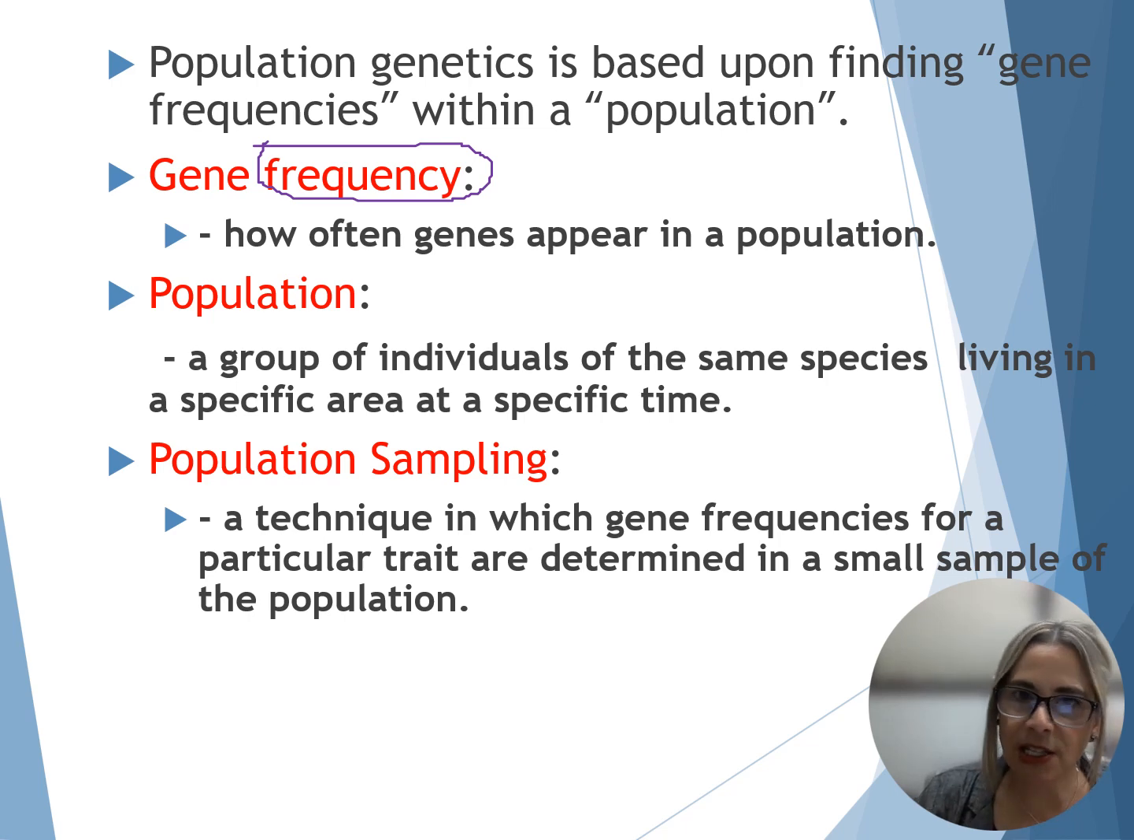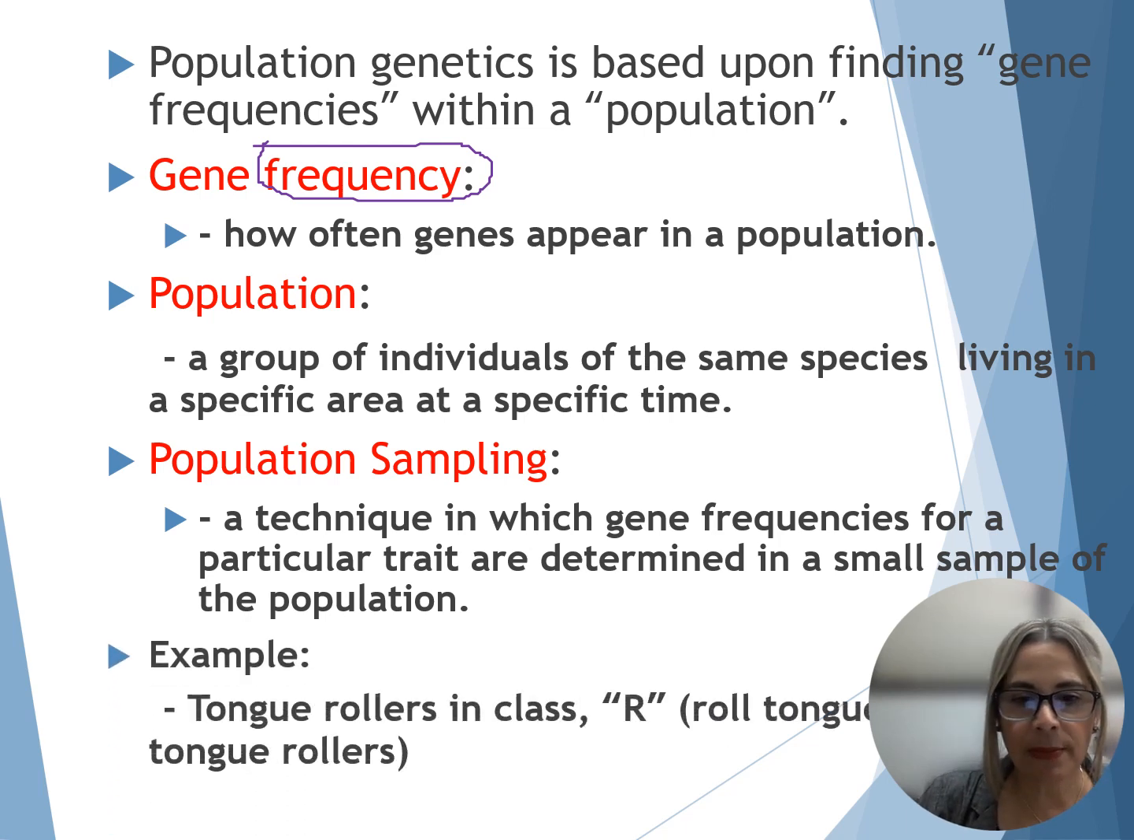It's basically taking a small sample of the population, determining that gene frequency or how often that gene is appearing in that population, and then projecting that value to a larger population. So as we said, for example, the tongue rolling versus the non-tongue rolling. So we can do this with virtually any genetic trait.